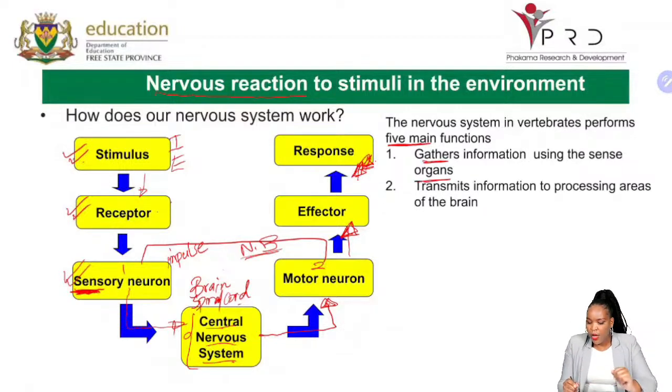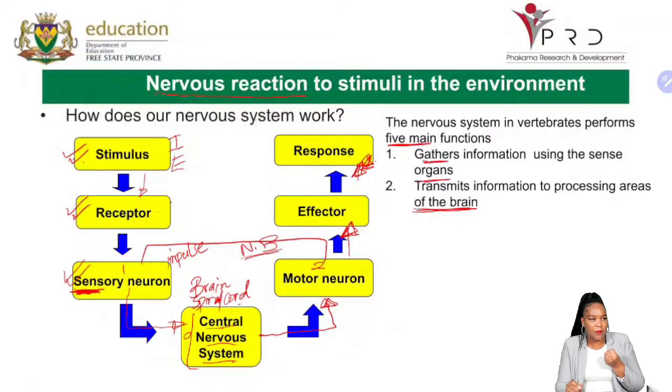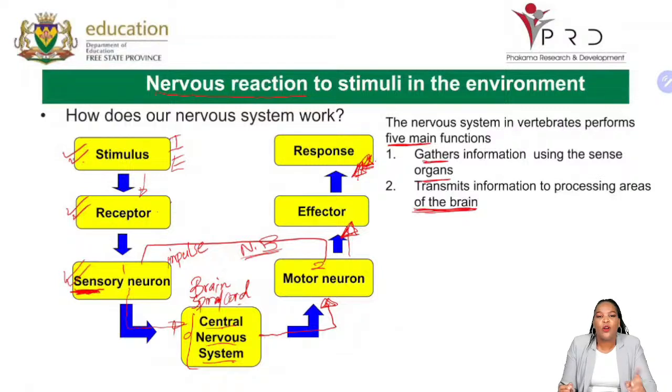2, it is going to transmit this information to the processing areas of the brain. So the nervous system is going to take this information that you are receiving from the external environment or from the internal environment, the sensory organs, and transmit it to the processing areas where all this information needs to be processed. Mainly it is the brain, but not all. Sometimes it's just to the spinal cord, but we will get to that later to see which information goes to the spinal cord only, which one goes to the brain and the spinal cord.